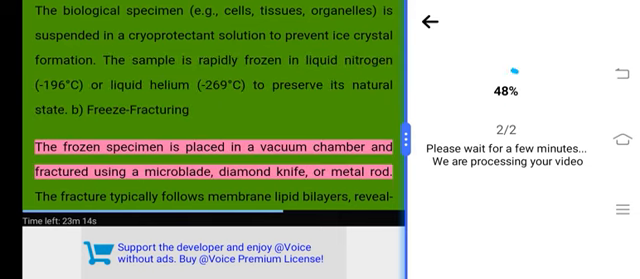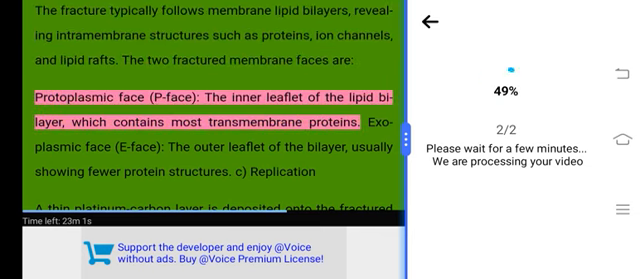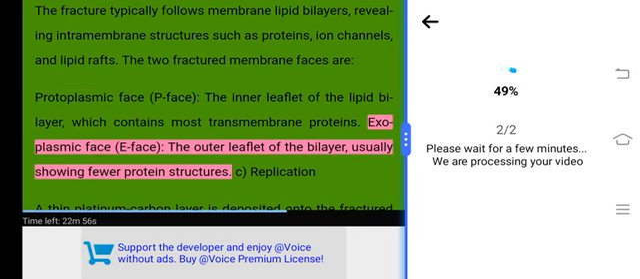The frozen specimen is placed in a vacuum chamber and fractured using a microblade, diamond knife, or metal rod. The fracture typically follows membrane lipid bilayers, revealing intramembrane structures such as proteins, ion channels, and lipid rafts. The two fractured membrane faces are: protoplasmic face (P face), the inner leaflet of the lipid bilayer, which contains most transmembrane proteins; and exoplasmic face (E face), the outer leaflet of the bilayer, usually showing fewer protein structures.